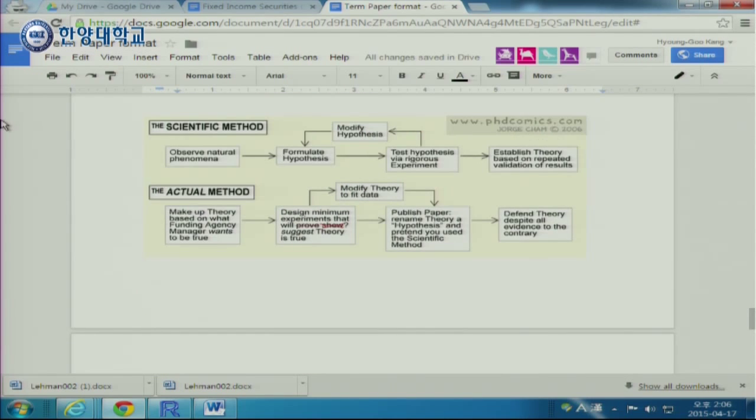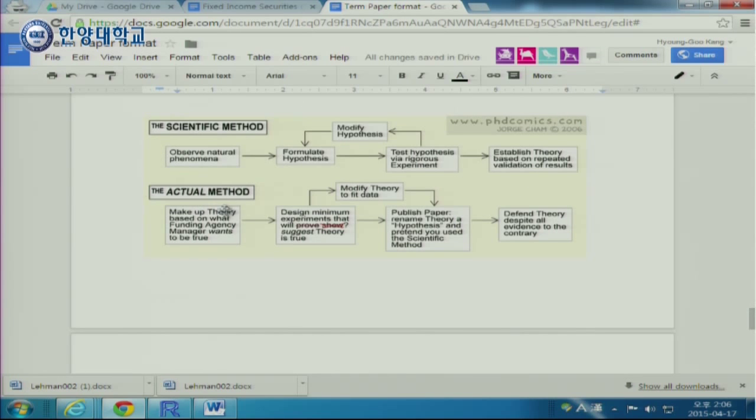Okay, there is a comic book. There's a comical explanation of the scientific method. Observe natural phenomenon, formulate hypothesis, test hypothesis via rigorous experiment, modify hypothesis, keep doing that, and establish a theory based on repeated evaluation of results. So this is basically inductive method, right?